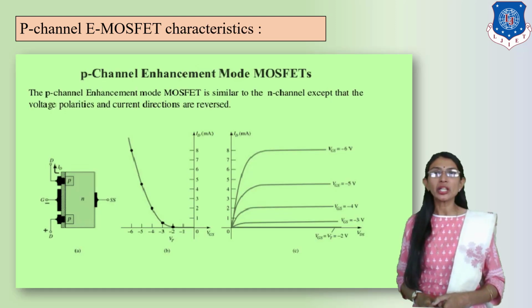Look at this. This is the P-channel E-MOSFET characteristics, and according to the characteristics, we will draw here ID versus negative VGS and ID versus positive VDS. According to the first graph, as negative VGS increases, -1 to -2, -2 to -3, ID continuously increases. So this is the input characteristic of the P-channel E-MOSFET.